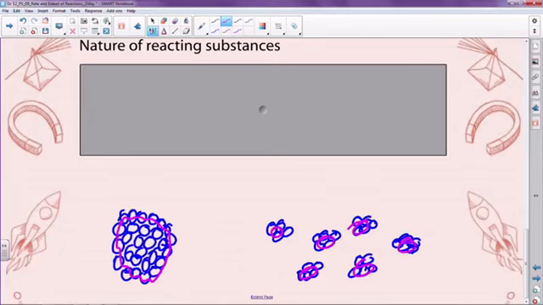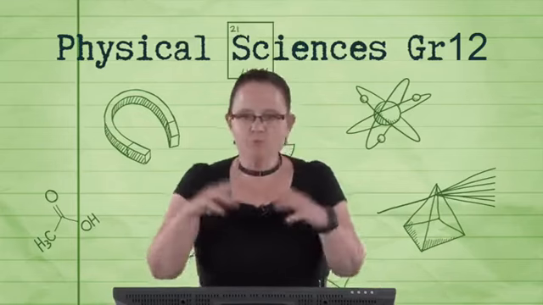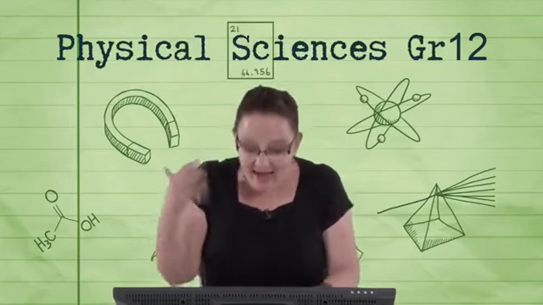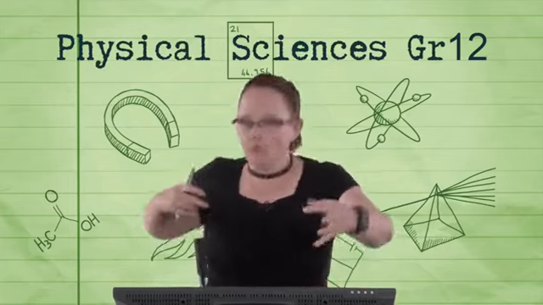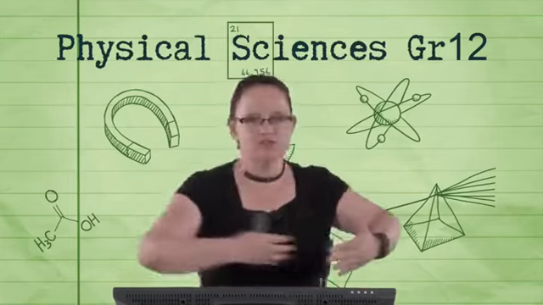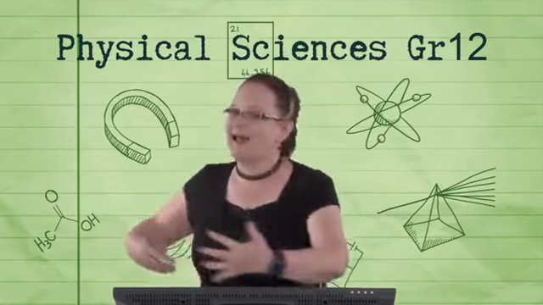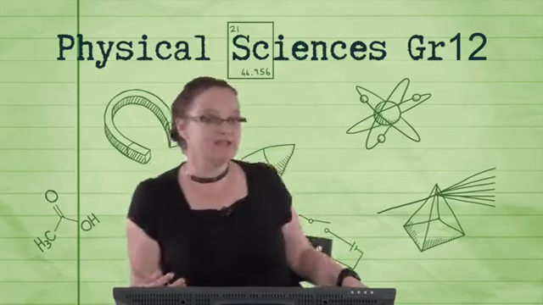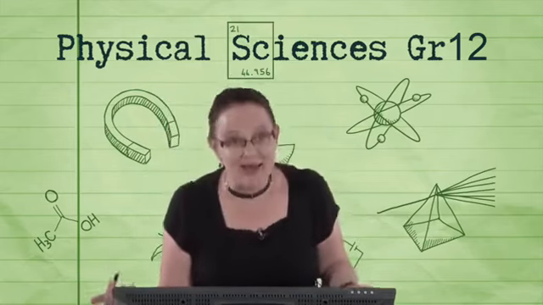That is why we get more effective collisions and why the rate increases, because there's more particles that are available for bonding. So we're going to have more collisions, and the more collisions we have, the more likely it is to be effective. The greater number of effective collisions we have, the higher the rate. Okay, so that's that one.